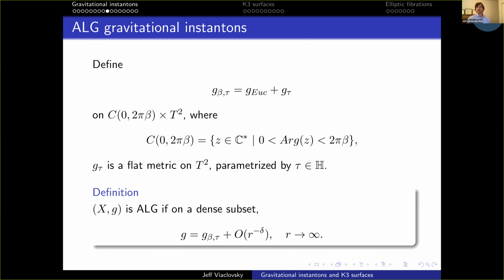Okay, so we say a metric is ALG if, on a dense subset, so away on the complement of a compact set, g is this model metric, g sub beta tau, plus O of r to the minus delta plus decay terms as r goes to infinity. So you'll see why I said on the dense subset on the next slide.